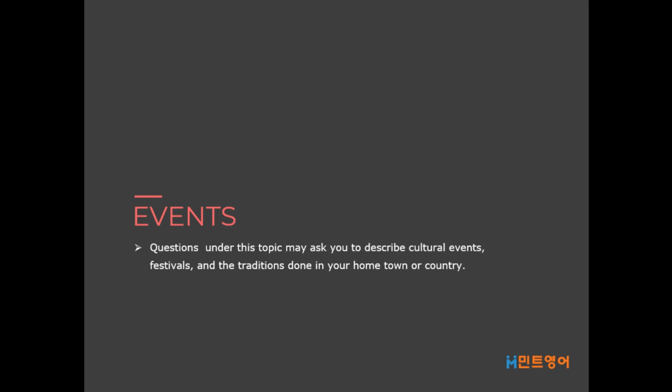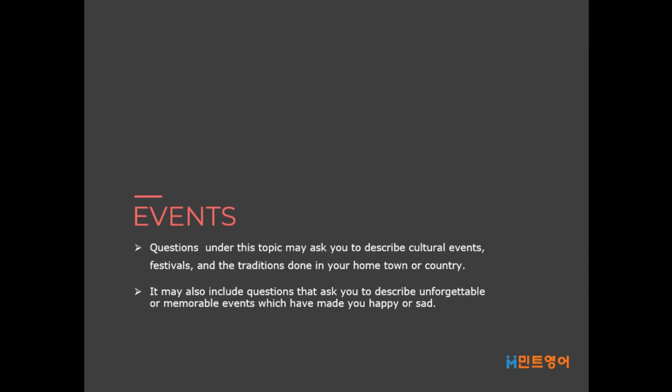Describing or recounting events is commonly done in the second part of the speaking test. You may be asked to describe cultural events, festivals, and the traditions done in your hometown or country. This part may also include questions that ask you to describe unforgettable or memorable events which have made you happy or sad. In this topic, it's important to talk about when and where it happened, who was involved, what happened, and what you did during that time, and what you liked or disliked about it.